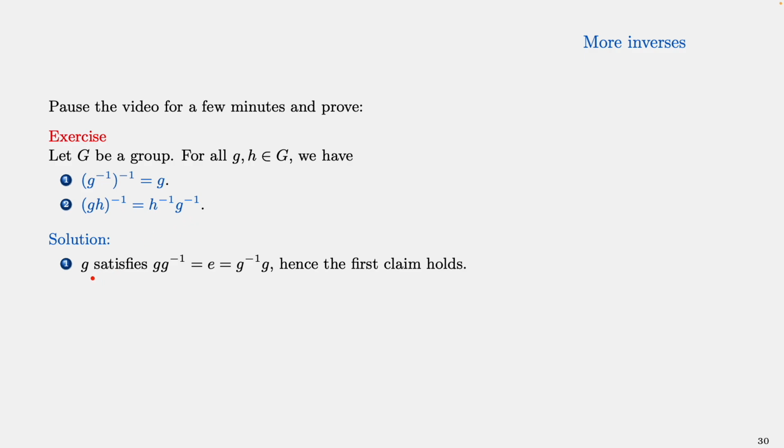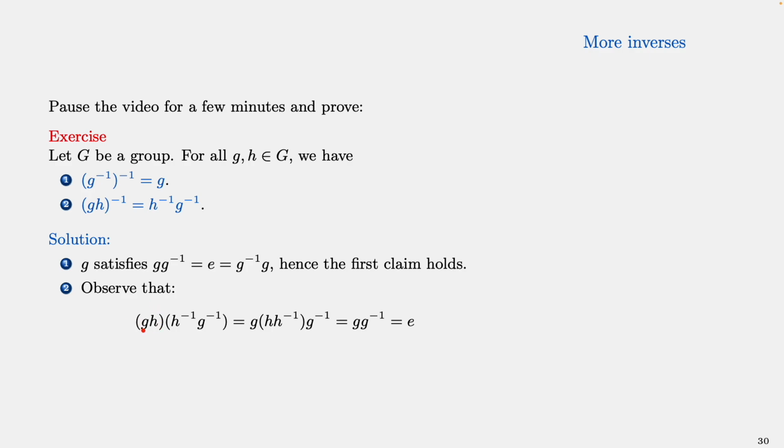For a solution, for the first case, note that G satisfies G times G inverse is equal to the neutral element, and this is equal to G inverse times G. So the element G just satisfies the properties for the inverse of its own inverse, and therefore the inverse of the inverse is the original G. It can't be any other element because we've just previously proved the uniqueness of the inverse, and that means we're good here. And for the second one, look at the following.